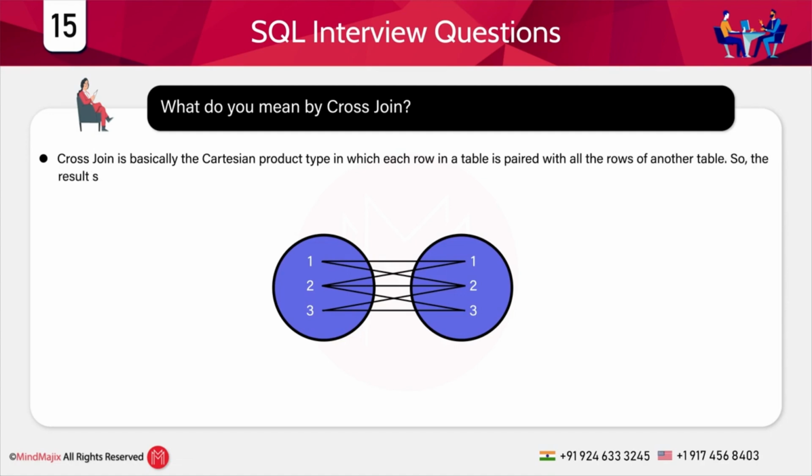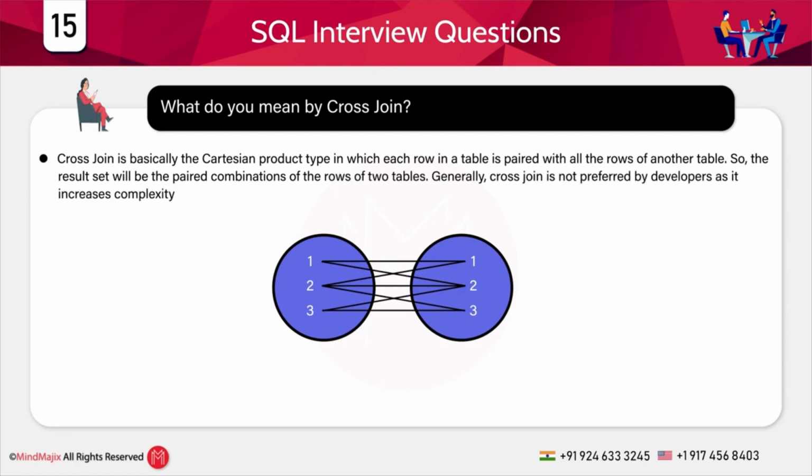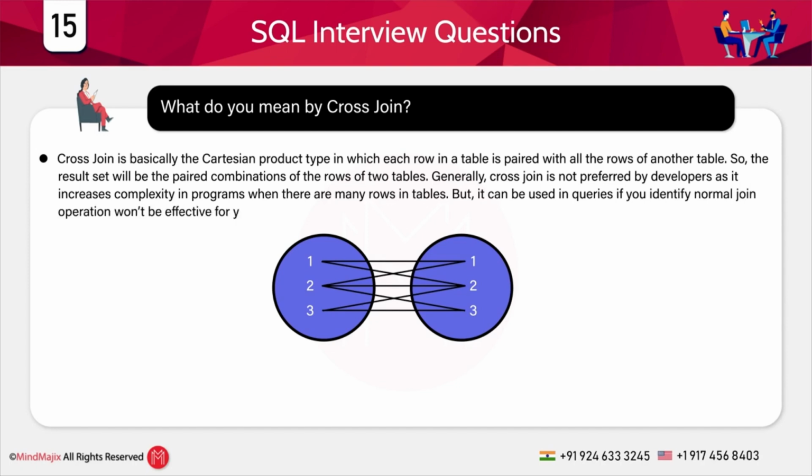So the result set will be a paired combination of the rows of two tables. Generally, a cross join is not preferred by developers as it increases the complexity in programs when there are many rows in the tables. But it can be used in queries if you identify that a normal join operation won't be effective for your query. So using a cross join depends entirely on the scenario at hand.